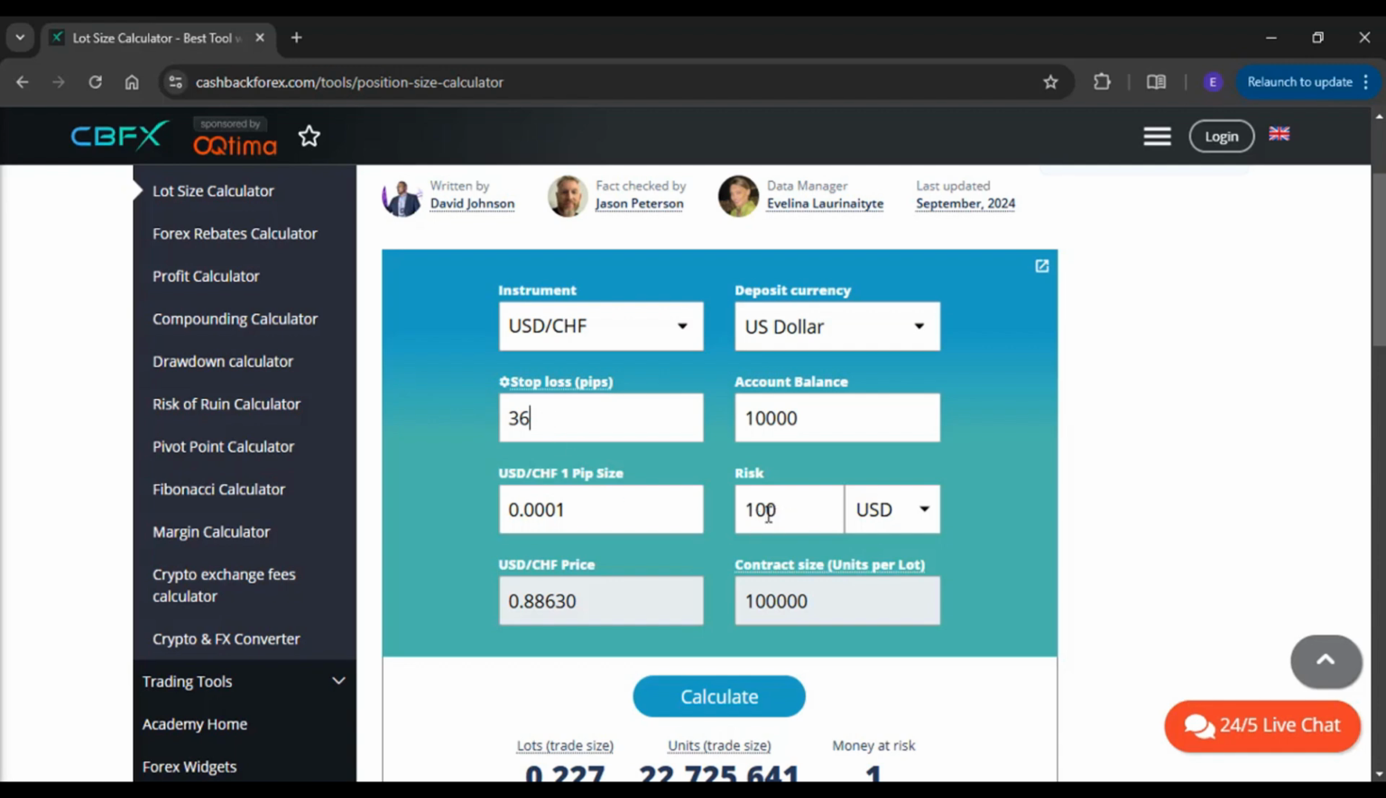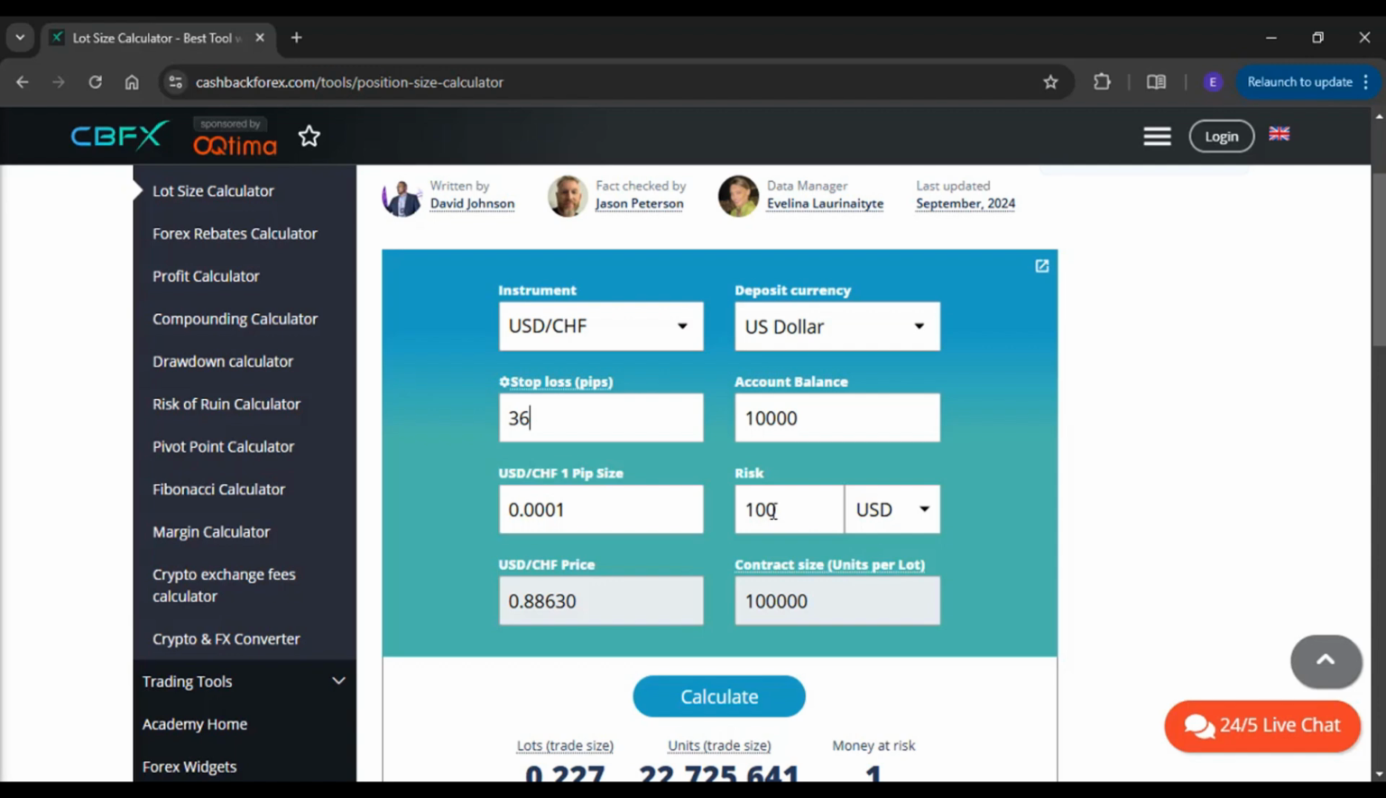Then I want to risk $100, that is 1% of $10,000, which is $100. So you can type that in here. If you want to risk like 2%, that is $200, because 2% of $10,000 is $200. You can input that here also.